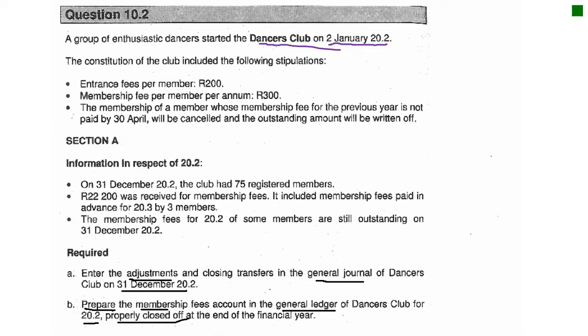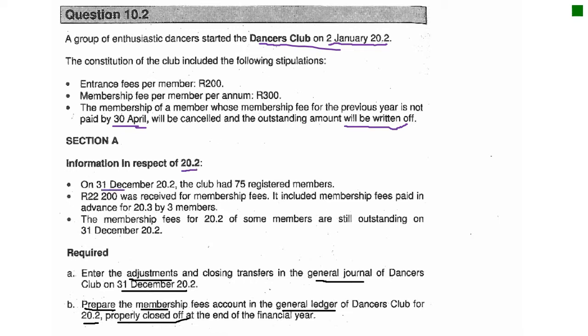The membership of a member whose membership fee for the previous year is not paid by 30th of April will be cancelled and the outstanding amount will be written off. So if you're a member, you have until the end of April the following year to pay your fee, otherwise your membership is cancelled and the outstanding fee gets written off as a credit loss. The reason is that you would have been a member for the whole year without paying. The membership fee income would already have been accrued, but you wouldn't have paid, which is why it's a credit loss. Then they give us information for 2002.